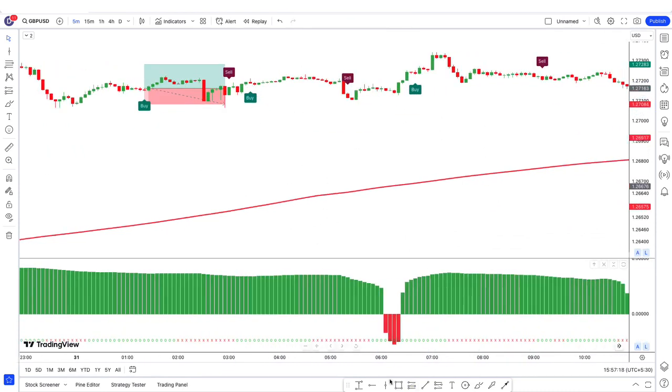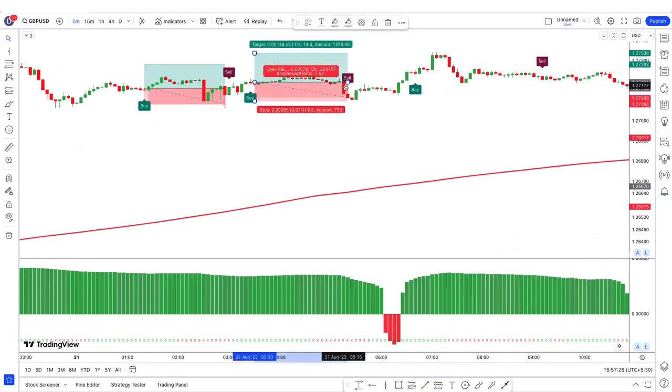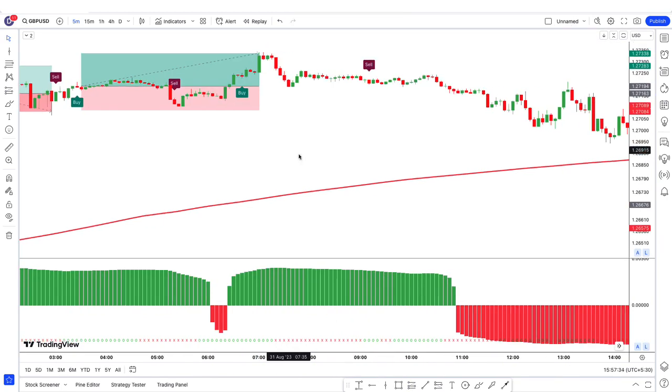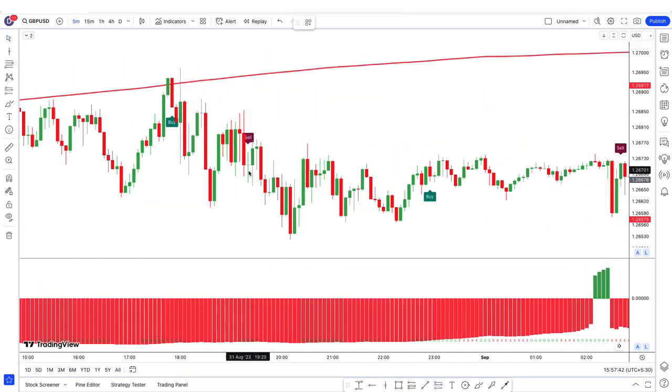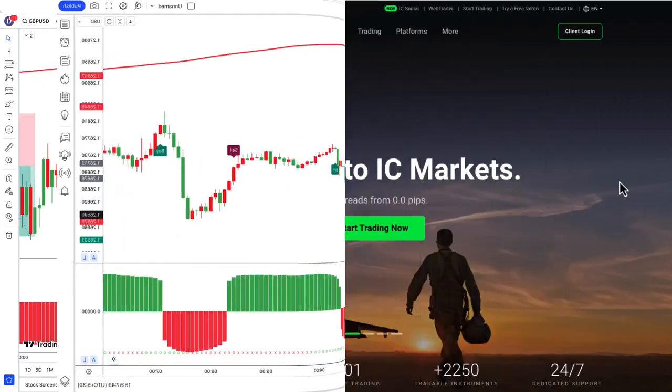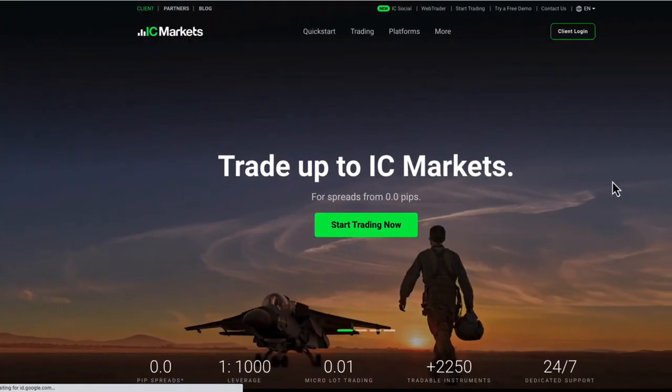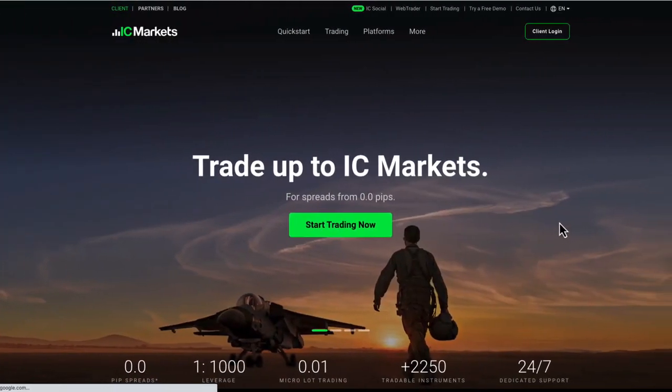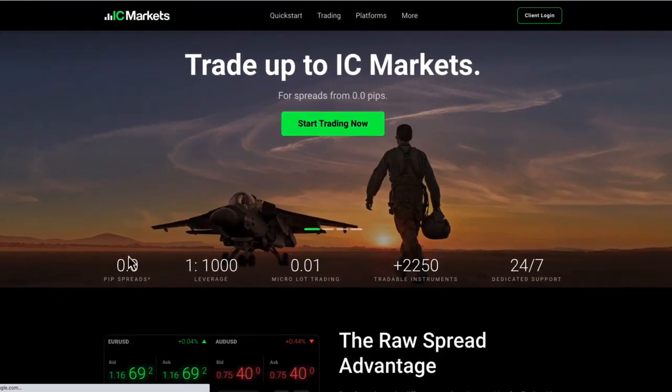We can see that most of the trades are profitable, so practice paper trading before live trading. This is actually very important because when you're scalping, every single pip counts. And if you're using a broker with a wide spread, you will have a hard time making a profit.